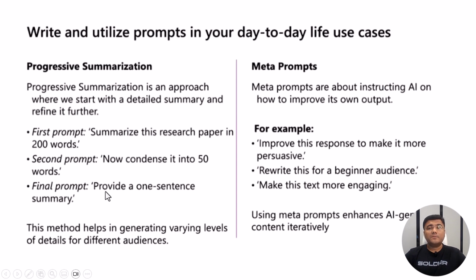And then you give a final prompt that provides a one-sentence summary also with that. Now, maybe if you ask me why we are going to do this kind of a thing, there are two reasons. Sometimes you want to generate three different kinds of output for three different purposes, or maybe you want to generate three different outputs for three different audiences.